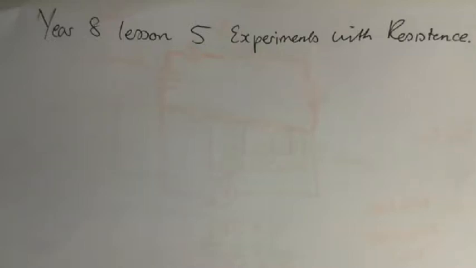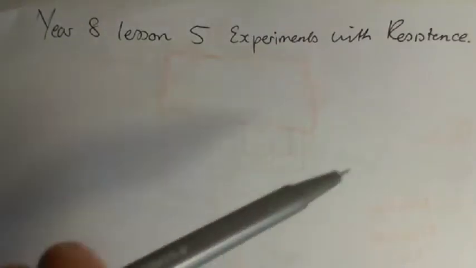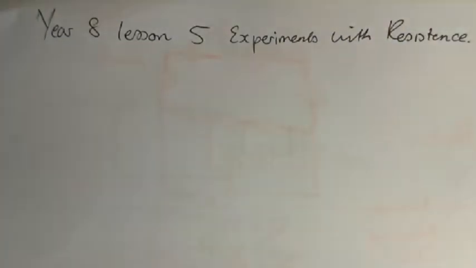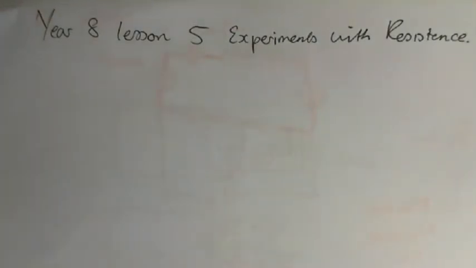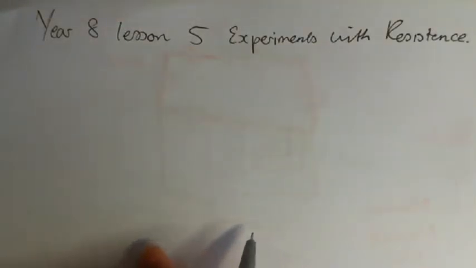Okay, so Year 8 Lesson 5, Experiments with Resistance. Last lesson we said the resistance is how hard it is for electricity to flow around a circuit. So if I want to do an investigation, I want to look at, say, how does the length of the wire affect the resistance in a circuit?